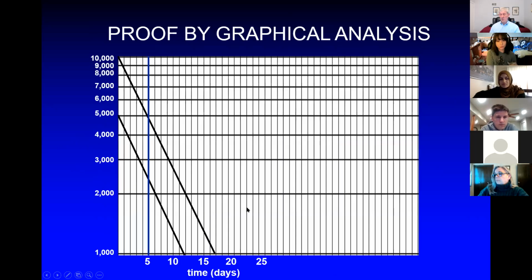You'll recall we did graphical analysis here. Here was the proof. If this is 10,000 at time 0, at the half-life it would go down to 5,000, over to the curve, drop a vertical, 5 days. This one is 5,000, we go down to 2,500, over to the curve, drop a vertical, still 5 days. The half-lives are the same.